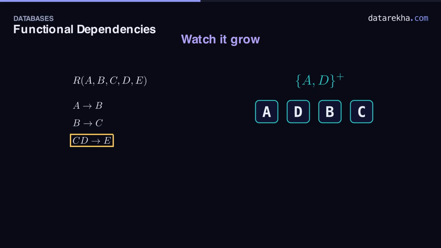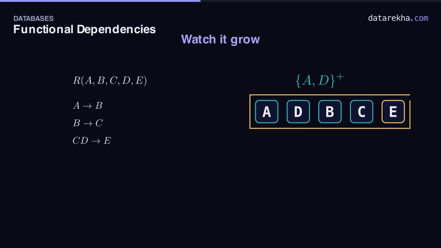And here is the payoff. This time we have both C and D. So C and D gives E is finally allowed to fire. In comes E. The set now holds every column. A full sweep adds nothing more. So we stop. The closure of A and D is all 5 columns. Same rules, but one extra starting column carried us all the way to everything.